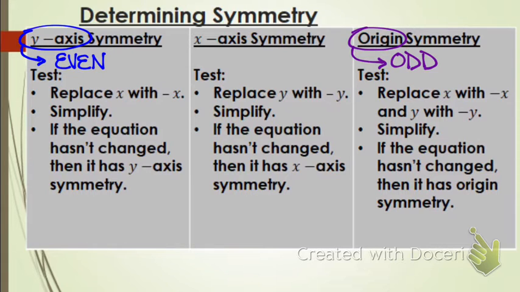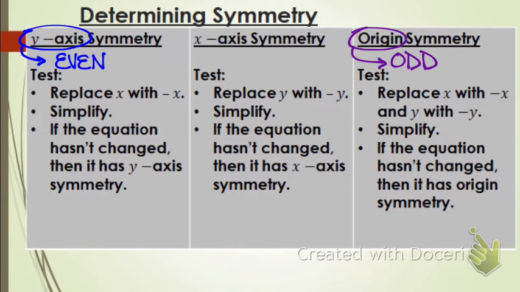So x-axis symmetry is neither even nor odd? That is correct. X-axis symmetry is neither even nor odd. Is it possible for a graph to have more than one type of symmetry? Yes. Is it possible for a graph to have none of these types of symmetry? Yes. So it can be even, it can be odd, it can have x-axis symmetry, it can have all of the above, it can have two of the three, it can have none of the three. So when we're testing for symmetry, we have to run all three tests.